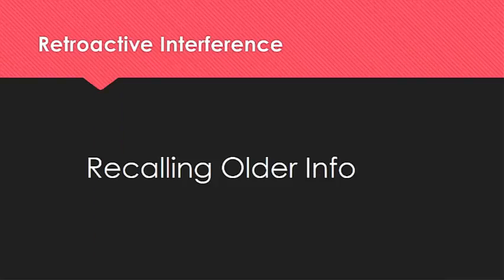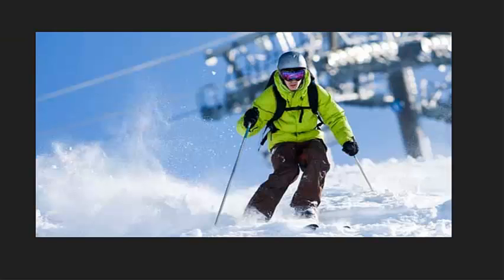Retroactive interference. Retroactive interference occurs when you have a hard time recalling old information because of new information. Maybe you learned to ski several years ago. In recent years, you have spent more time snowboarding. When old friends invite you to ski, you find that new skill of snowboarding competes with your old knowledge of skiing, making the task more difficult.